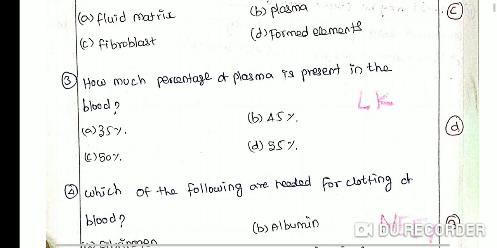What percentage of the blood is plasma? Option A 35%, option B 45%, option C 50%, option D 55%. The correct answer is option D 55%. Plasma constitutes nearly 55% of the blood. 90 to 92% of plasma is water and protein contributes 6 to 8% of it. Fibrinogens, albumins and globulins are the major proteins.